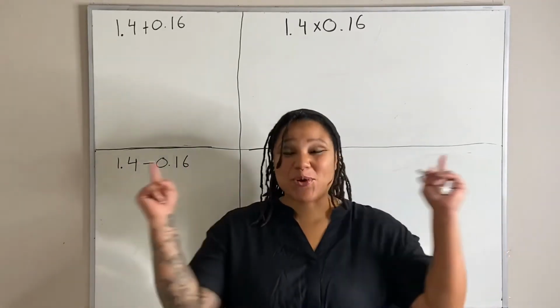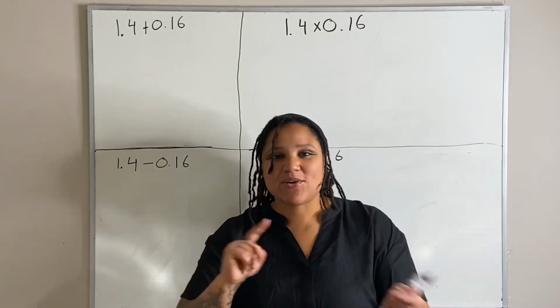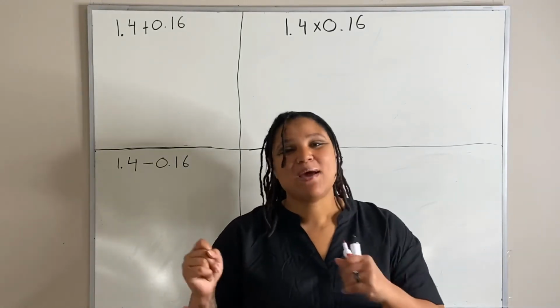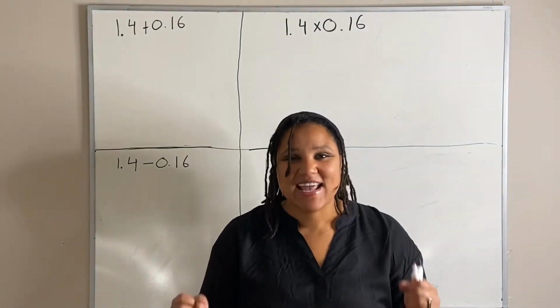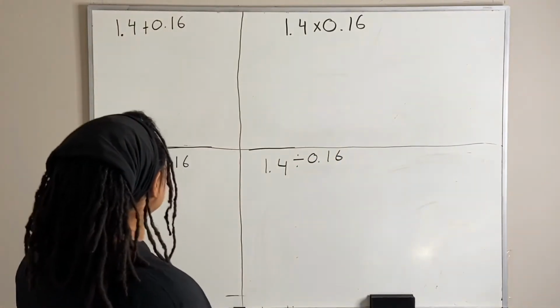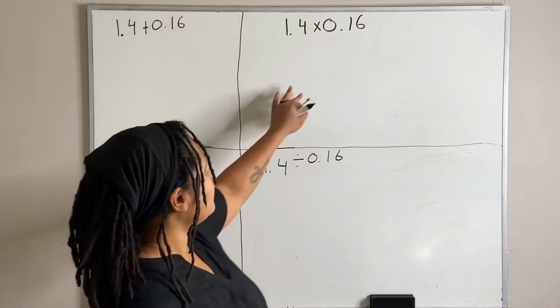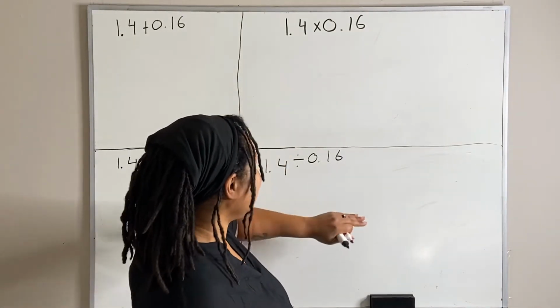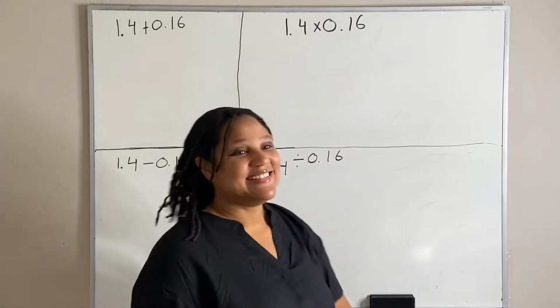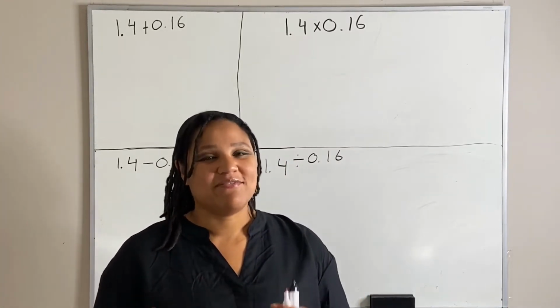In this video, we're going to be talking about decimal arithmetic. That means we are going to add, subtract, multiply, and divide decimals. Okay, so I have 4 examples here on the board where we are adding, subtracting, multiplying, and dividing decimals. Each one of these is different. I suggest you watch until the very end.